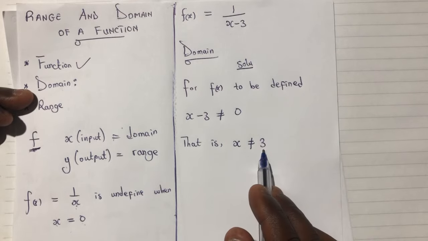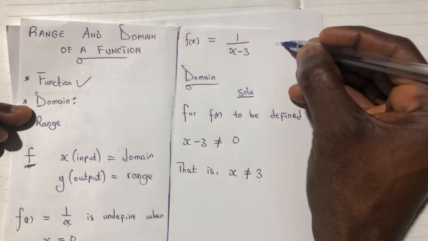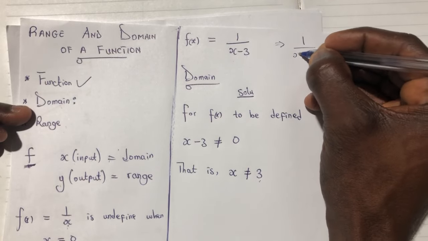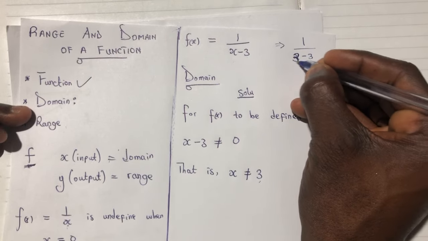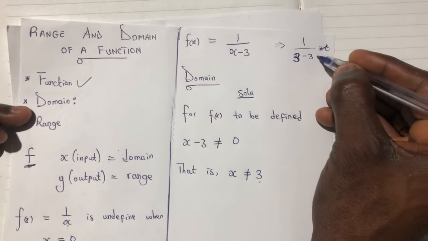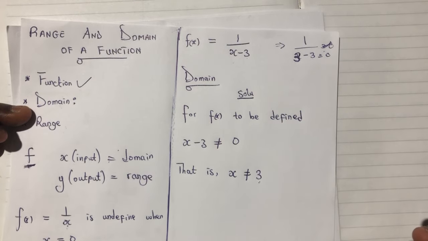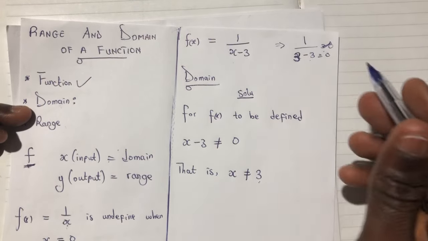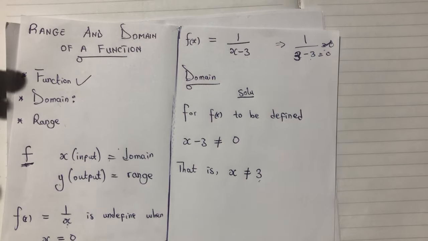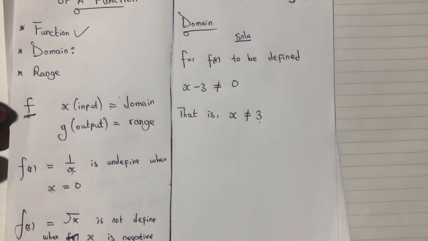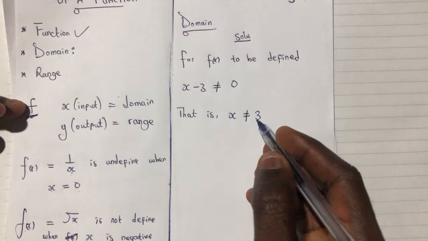That is it. I put 3 into the function x. It will give me something like 1 out of x minus 3. And x here is 3. I'm citing an example. The denominator here becomes 0. And 1 over 0 will be undefined. So that means 3 is the value that will make the equation undefined. The remaining values up to infinity will make the equation defined.